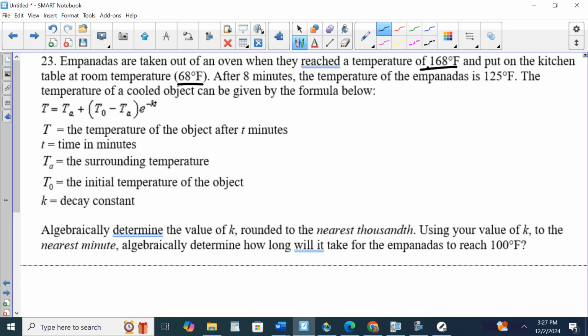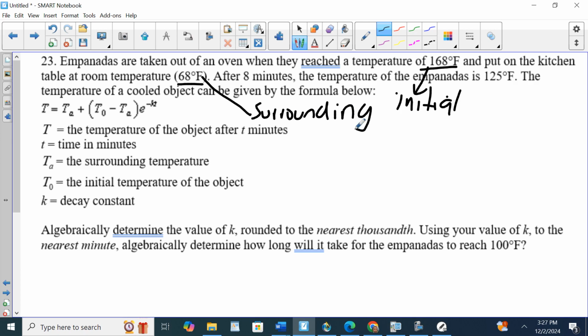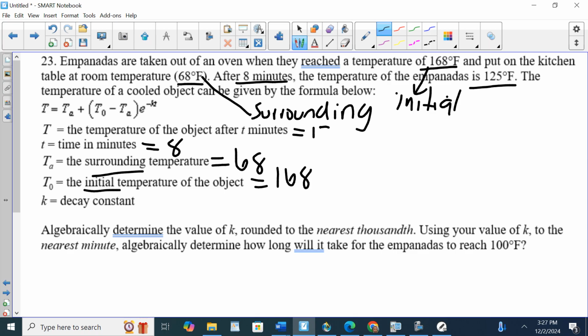So this 168, this is your initial temperature, and this 68, this is your surrounding temperature. After 8 minutes, that's little t, the temperature of the empanadas is 125. That's capital T, the temperature after time passes. Algebraically determine the value of k. All right, so I'm going to give myself enough space to do this here.